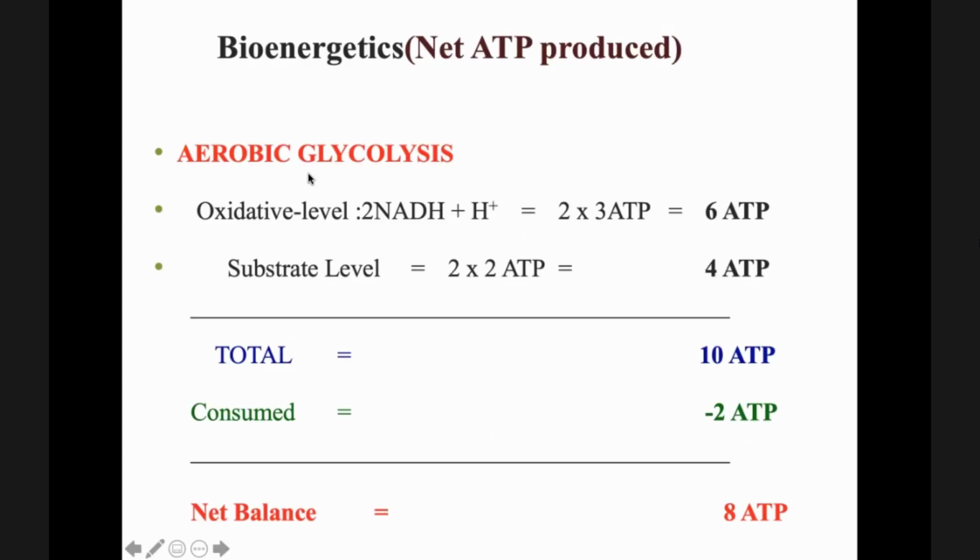So when we calculate how much energy we have from this process, the 2 NADH will produce 6 ATP. We do have from the substrate level 4 ATP. Okay, the total will be 10. We consumed 2 ATP, then the net balance will be 8. So the net balance of the aerobic glycolysis is 8.